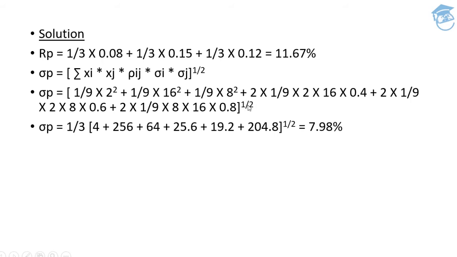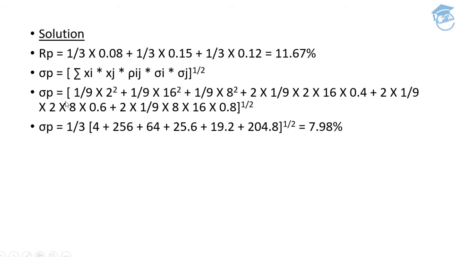So you get a figure which is 1 divided by 3, multiply the same with 4 plus 256 plus 64 plus 25.6 plus 19.2 plus 204.8 to the power 1 divided by 2. The standard deviation of the portfolio comes out to be 7.98%. So this is the basic formula, which is, again, remember the basic stuff which was available to you in your school time, which is A square plus B square plus 2AB, and you will be able to solve it very accurately, without a doubt.